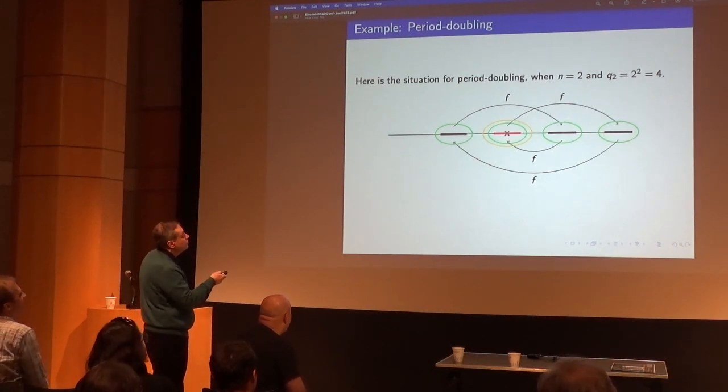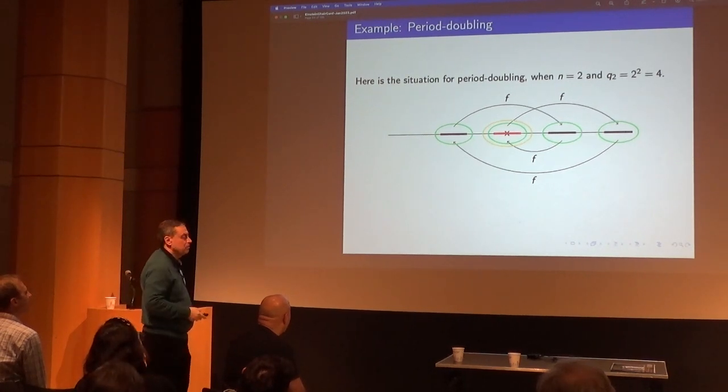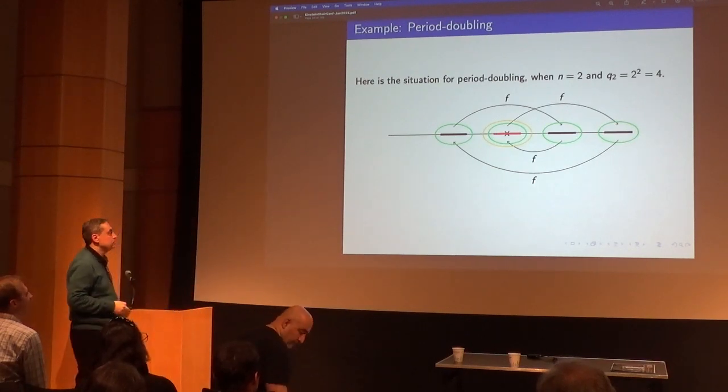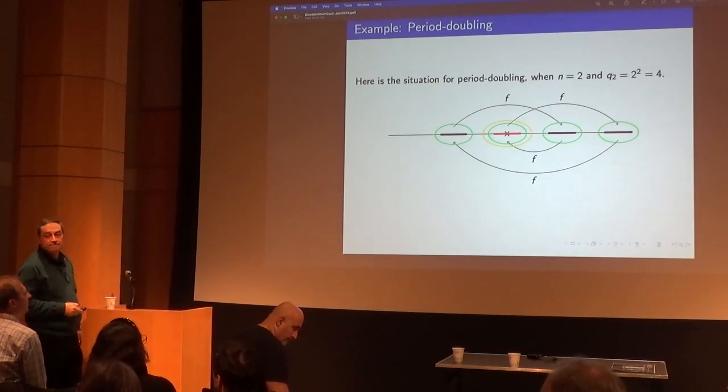And the modulus of this annulus here, the yellow minus the green, is uniformly bounded from below by some constant. Good.